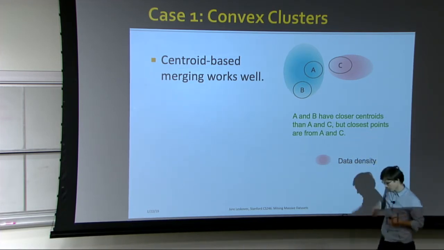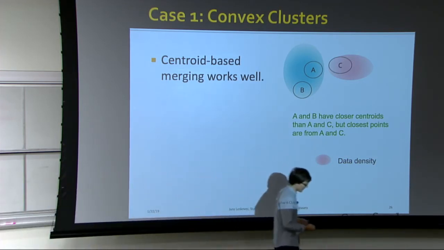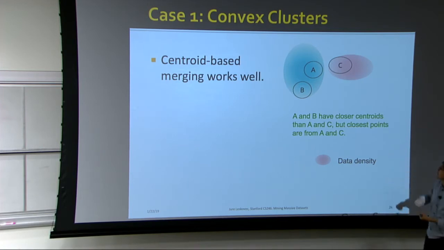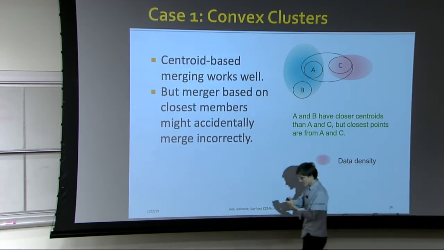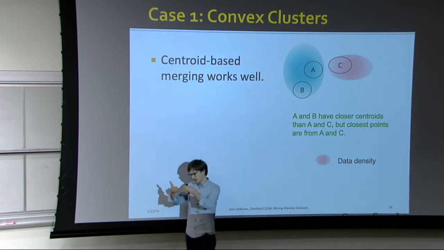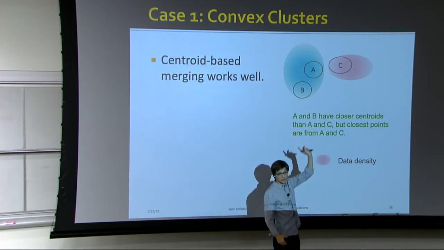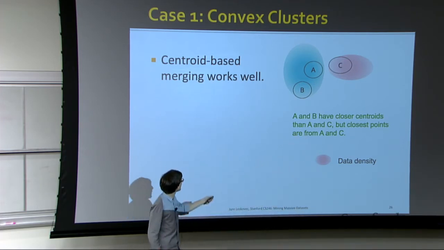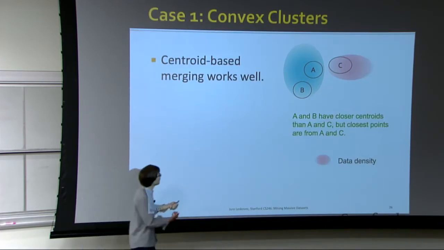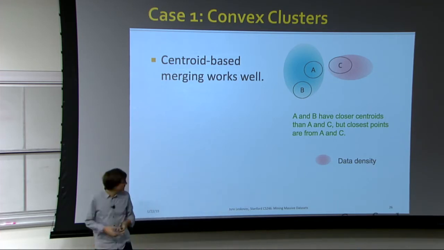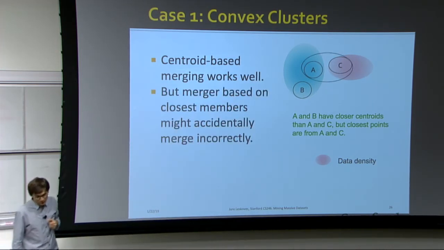Then imagine I'm working right now with three clusters, and I'm trying to decide what to merge. In this case, for example, a centroid-based approach will work well, because A and B have closer centroids, so I will merge A and B together. But if I look at clusters and say the distance between the clusters is the shortest distance between points, that is where these two clusters come together. So it's the rightmost point of cluster A and the leftmost point of cluster C. Then under that metric, A and C are closer than A and B, and in that case, I would go and merge A and C, which would be wrong here. So if data has this type of structure, then merging based on the centroids would work better, okay?